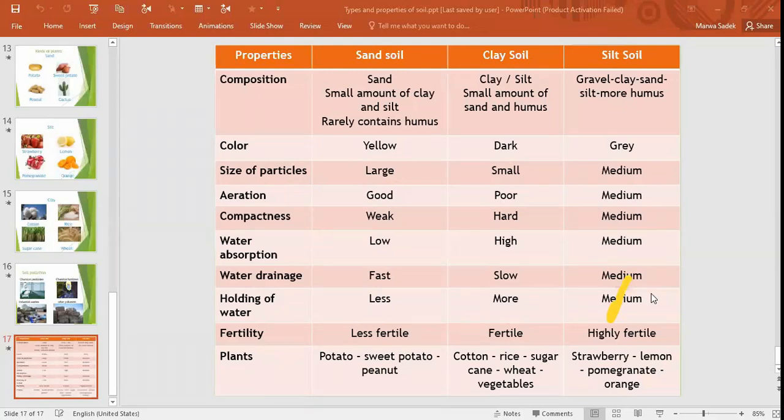What about fertility? Which one of them is the best in growing different kinds of plants? Of course, the silt soil, because it's highly fertile. Clay soil, fertile, and sand soil, less fertile. Plants that grow in each one of them: sand, potato, sweet potato, peanuts. Clay, cotton, rice, sugarcane, and wheat. Silt soil, strawberry, lemon, and orange.